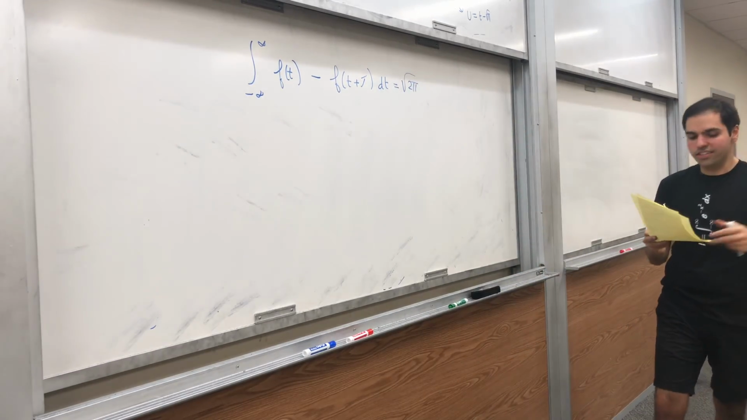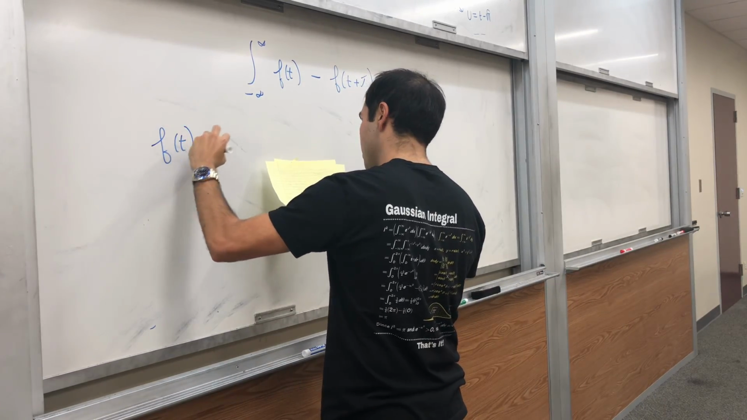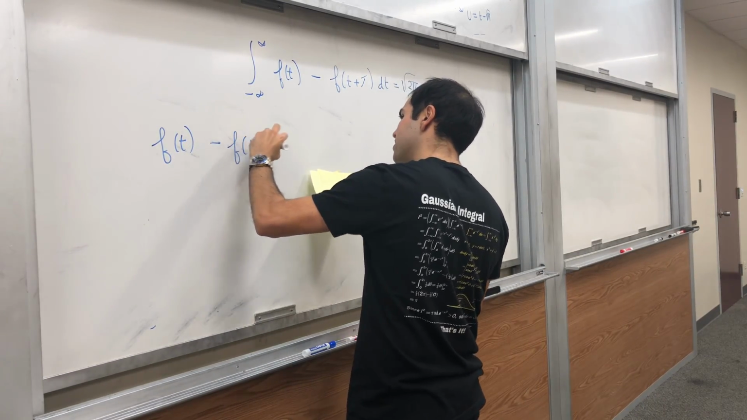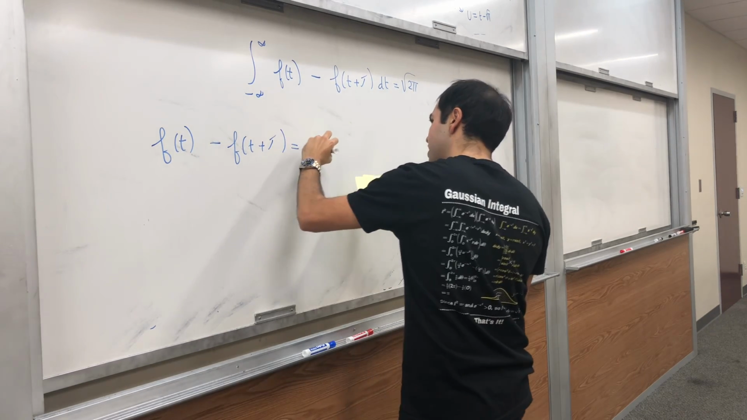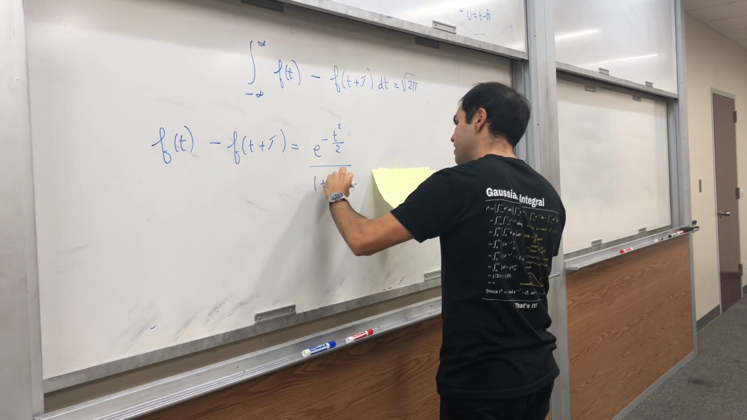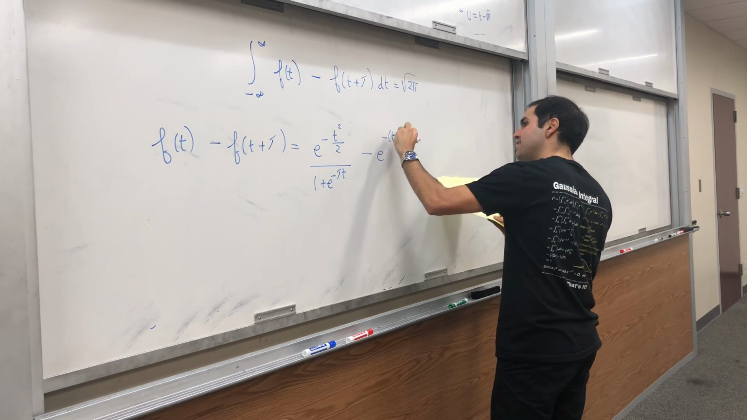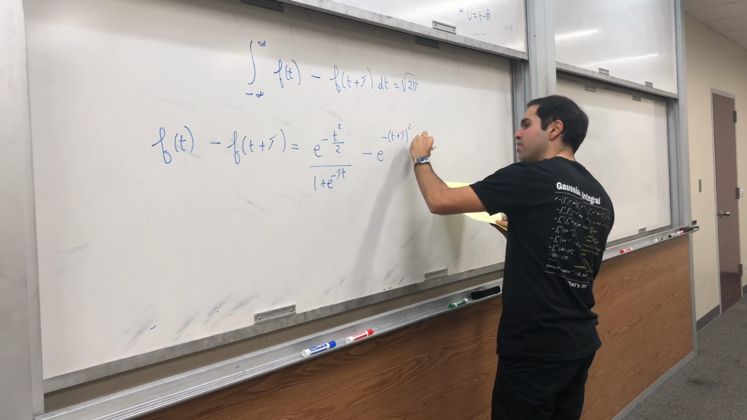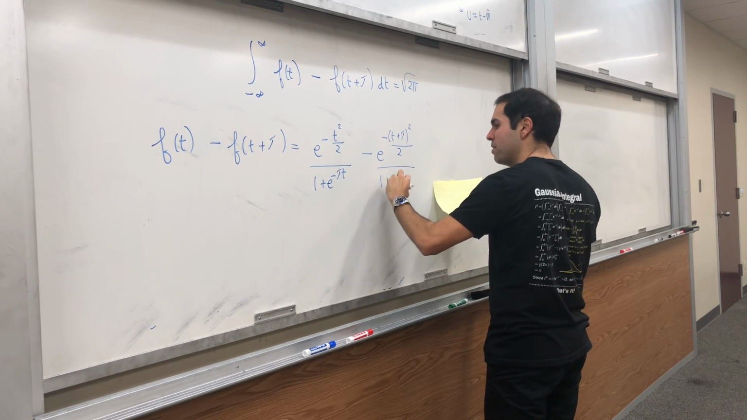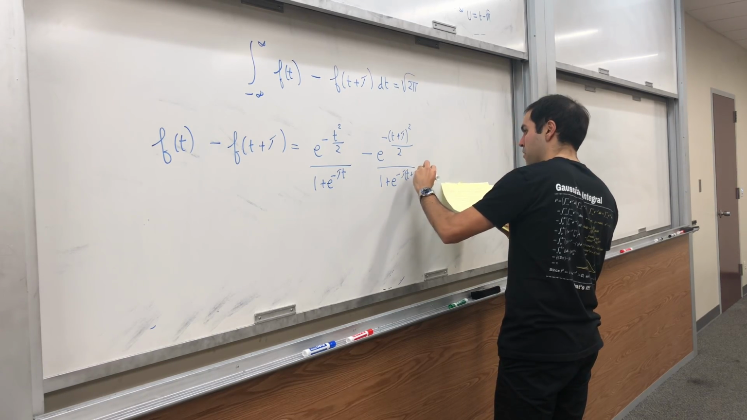Turns out you can simplify this. Let me show you how. f of t minus f of t plus tau. That's e to the minus t squared over 2 over 1 plus e to the minus tau t, minus e to the minus (t plus tau) squared over 2 over 1 plus e to the minus tau (t plus tau).